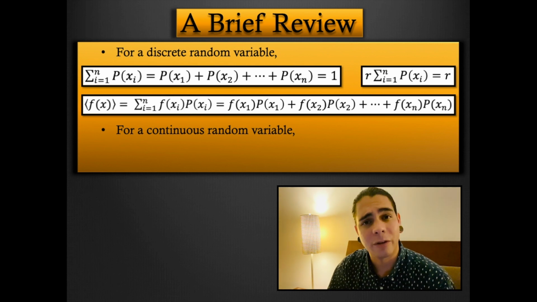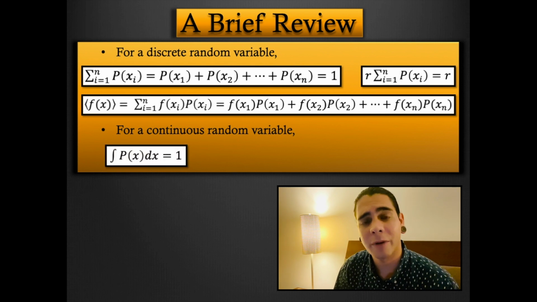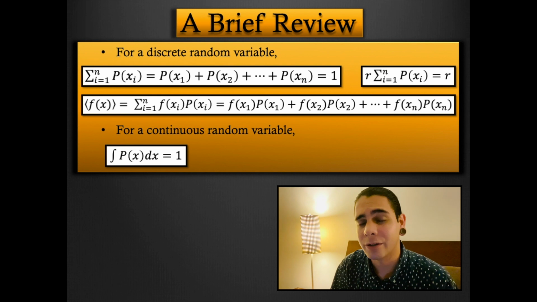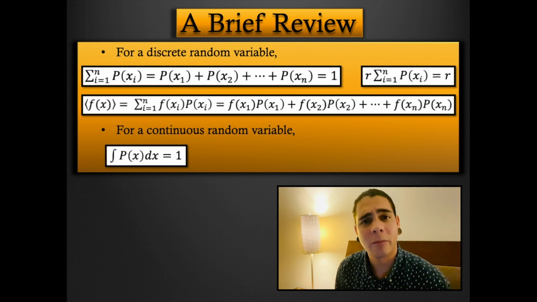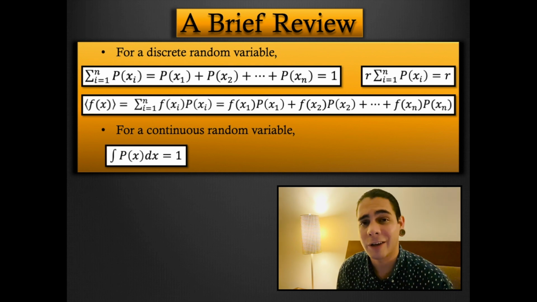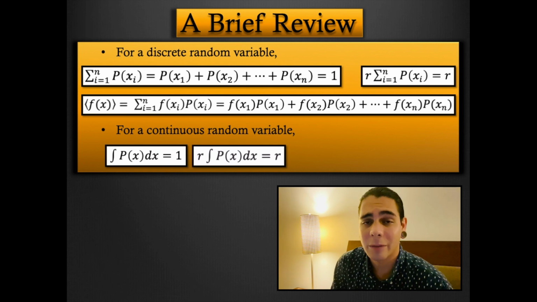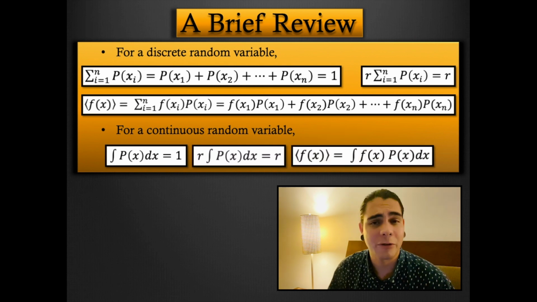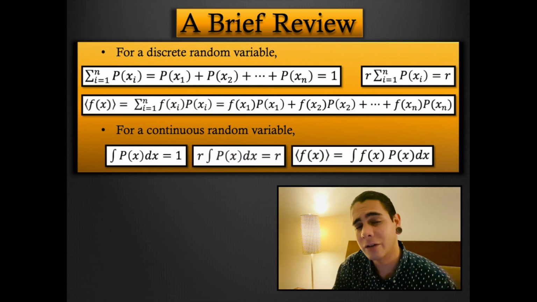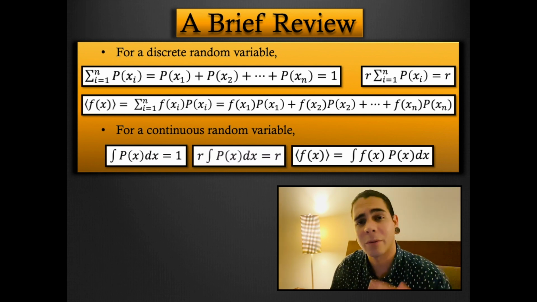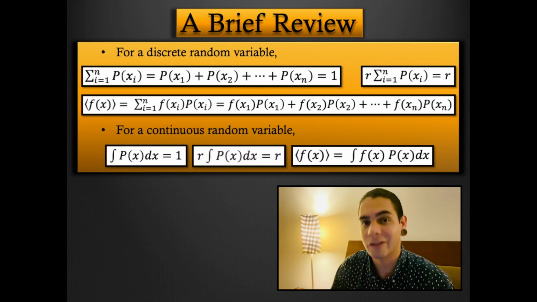Another thing that's true is that if we integrate over the entire range in which the probability distribution function is defined, then we should get 1. And since this equals 1, if we multiply that by any number, we're just going to get that number back. In other words, r times the integral of p of x dx is equal to just r. With that being said, the average is very similar. The average of f of x, which in this case is our continuous random variable, is just equal to the integral over the entire range in which the probability distribution function is defined of f of x times p of x dx.